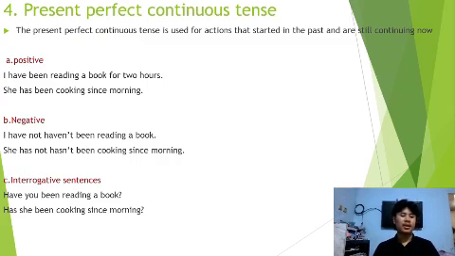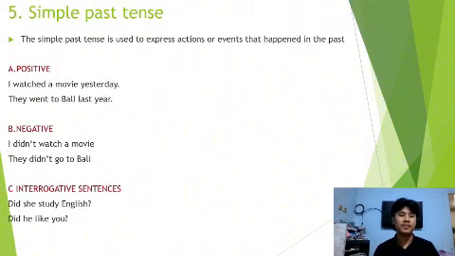Negative: I haven't been reading a book. She hasn't been cooking since morning. Interrogative sentence: Have you been reading a book? Has she been cooking since morning? For the next is a simple past tense.